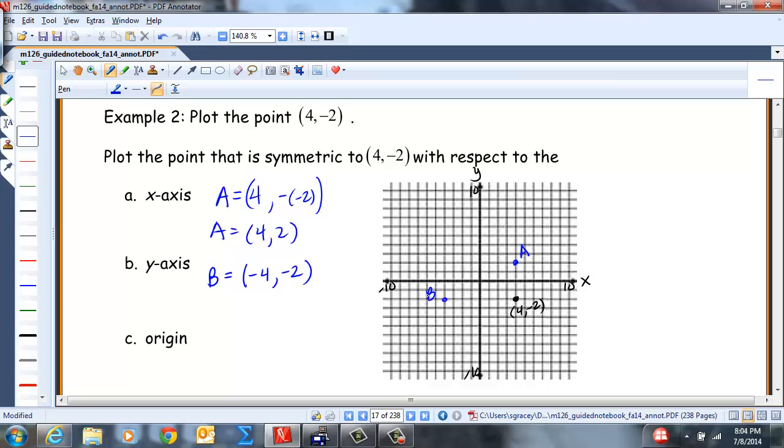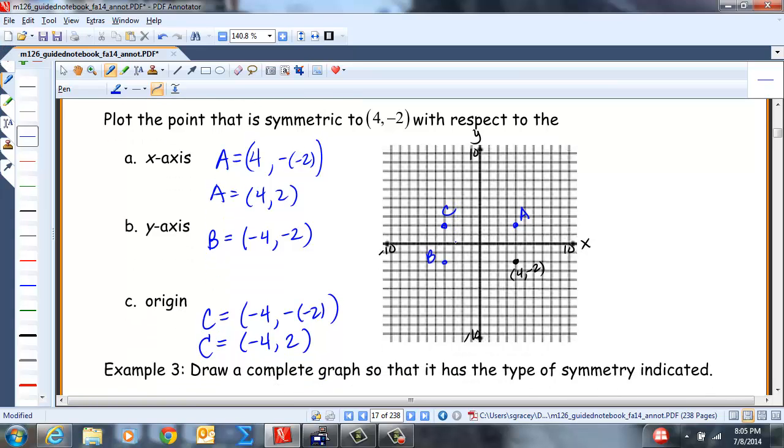Now, symmetry with respect to the origin. You replace x with negative x and y with negative y. So point C will be negative 4 and the opposite of negative 2. So point C will be negative 4, positive 2. So that's going to be over here, and that one is symmetric with respect to the origin. Okay?